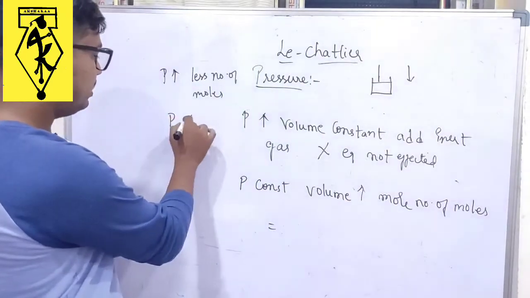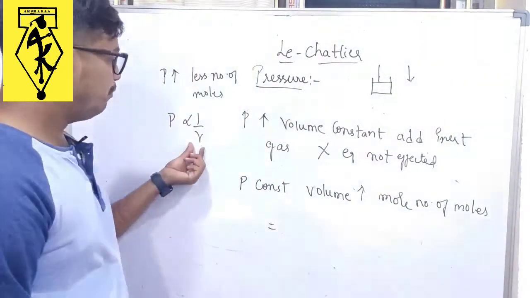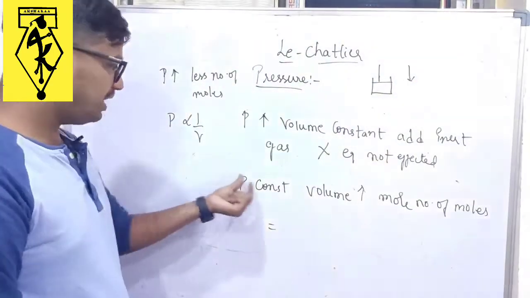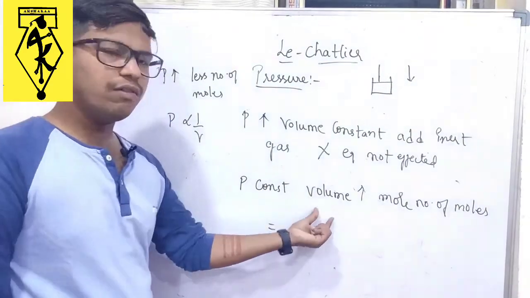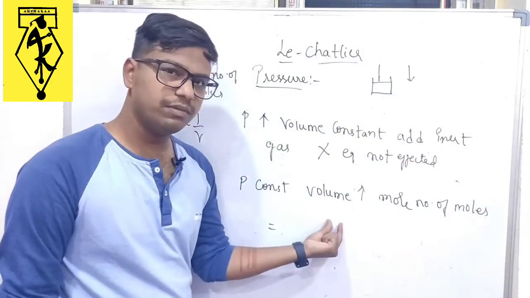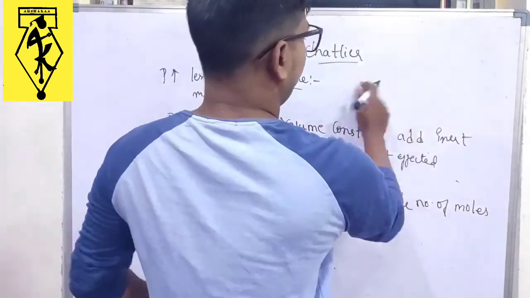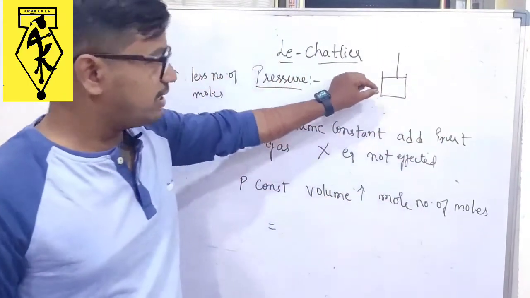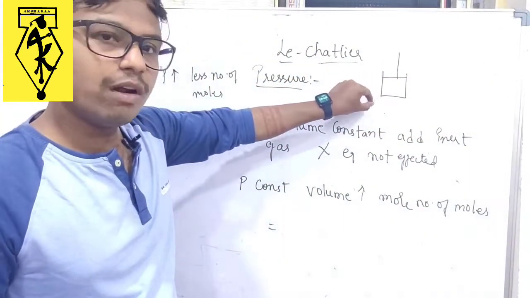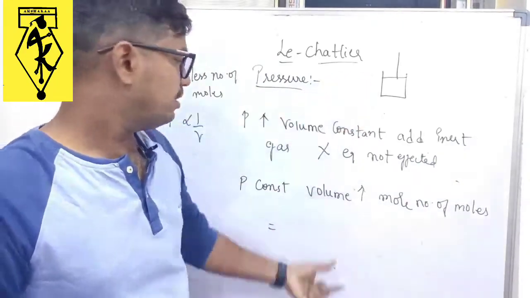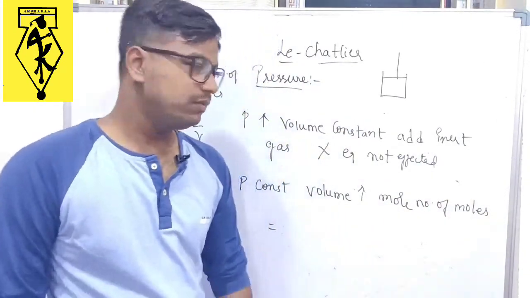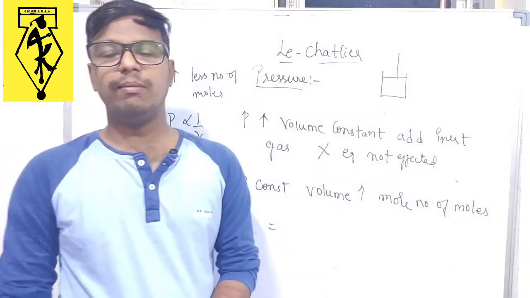We know pressure is inversely proportional to volume. If you increase the volume, automatically pressure goes down. But we kept pressure constant. Even though we are increasing volume, see, if the container volume is raised with the help of the piston, what can we say? More number of moles will be there, right? So then the reaction goes towards the more number of moles. Okay, so this is all about the chemical equilibrium.